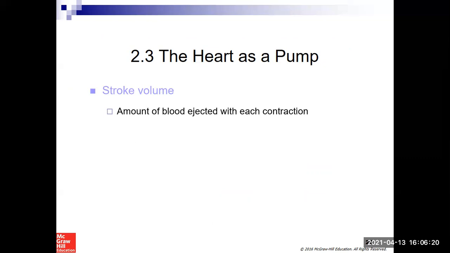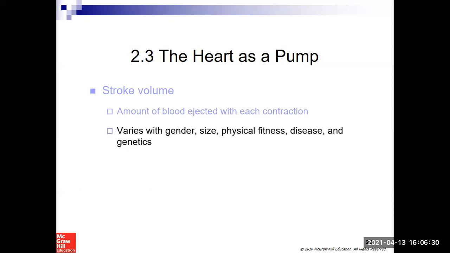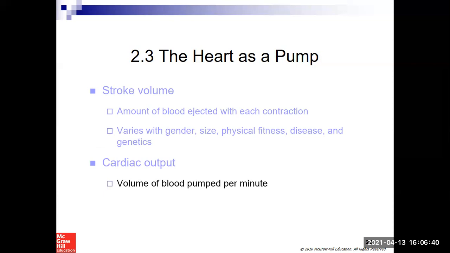Okay, the heart as a pump. The stroke volume is the amount of blood ejected with each contraction. The amount of blood ejected with each contraction varies with gender, size, physical fitness, disease, as well as genetics. Your cardiac output is the volume of blood pumped per minute. And we talked about that volume of blood pumped per minute.